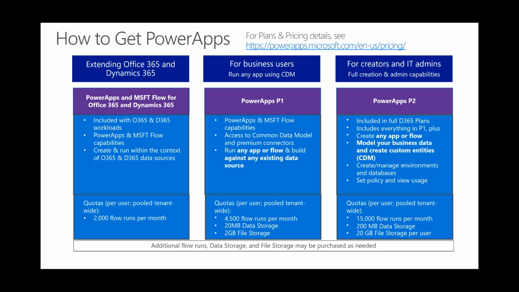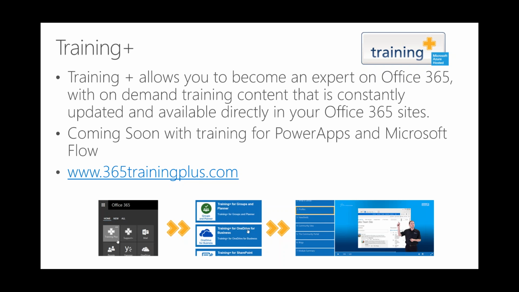So P2 is our plan if you want to use premium connectors, things like connections to Salesforce, or make use of our Common Data Service, and you want to build apps using that. The people building those apps need our P2 plan. If you are a person that needs to run or interact with an app using one of those premium connectors or the Common Data Service, that user needs a P1. So it's a maker and a user type plan.